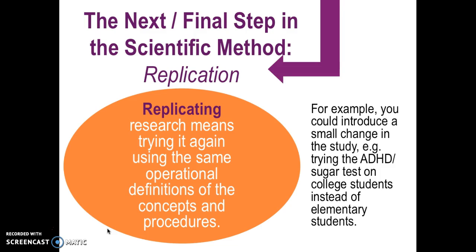Such as trying the ADHD sugar test on college students instead of elementary students, but you're still looking at impulsivity, hyperactivity, and inattention the same way. You're still going to observe them for impulsivity. How many times per hour do they call out without raising their hand? Okay, but now we're changing who are we actually watching? Are we watching college students or elementary students? Okay, all right.